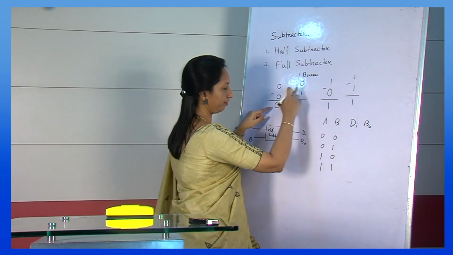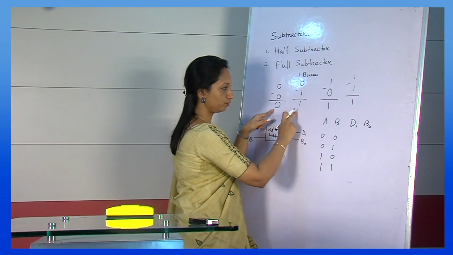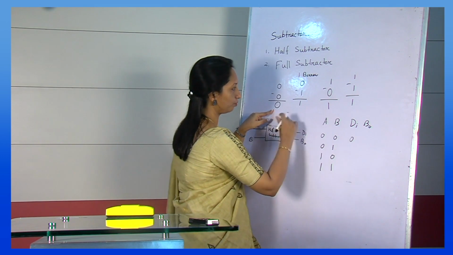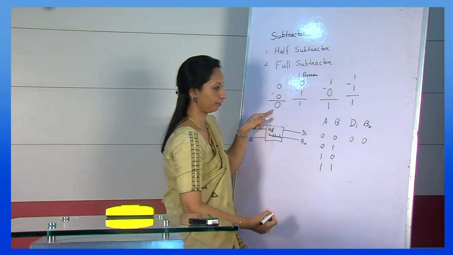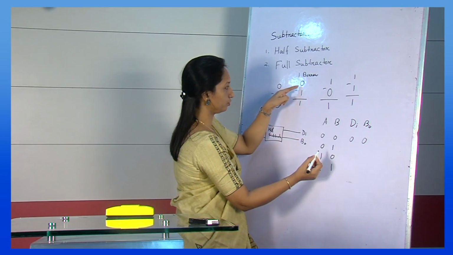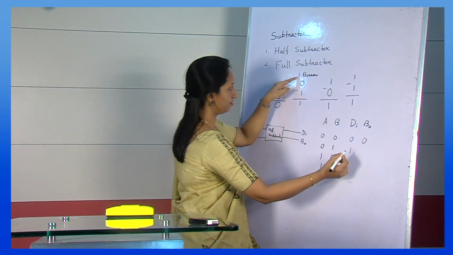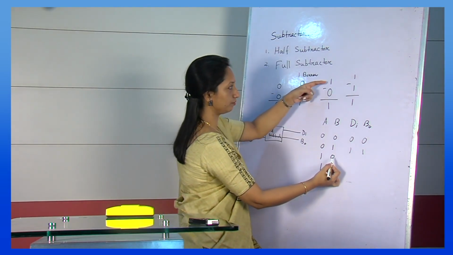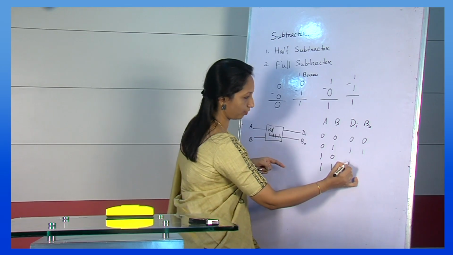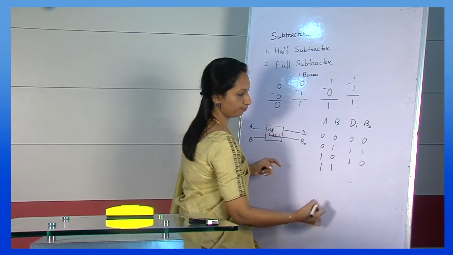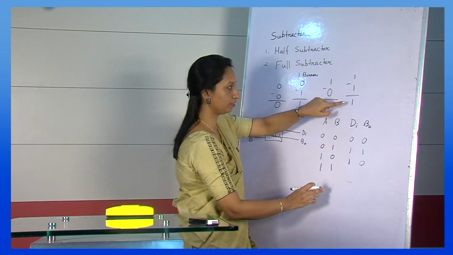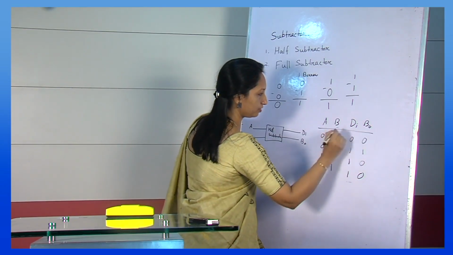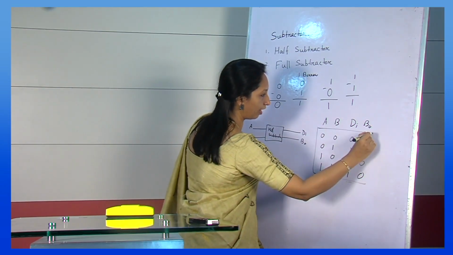From the binary subtraction rule, the difference for 0 0 is 0, so there is no borrow, so borrow is 0. For the second case, 0 minus 1, the difference is 1 and there is a borrow, so it is 1. For the third case, 1 minus 0, the difference is 1, no borrow, so 0. And for the fourth combination, 1 minus 1, the difference is 0 and the borrow is 0. So this is the truth table for the half subtractor.